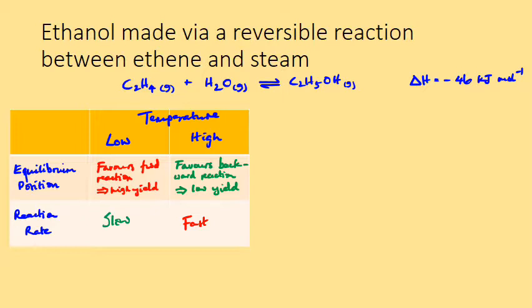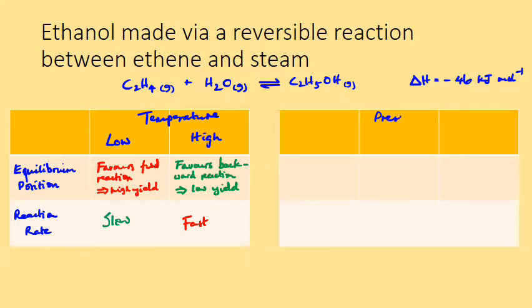The other one would be to do with pressure. So let's draw another table and consider pressure. And in the same way, let's just make it simple. We'll consider low pressure and high pressure. And again, what we want to do is consider the effect of that pressure change on the equilibrium position, but also on the cost this time.